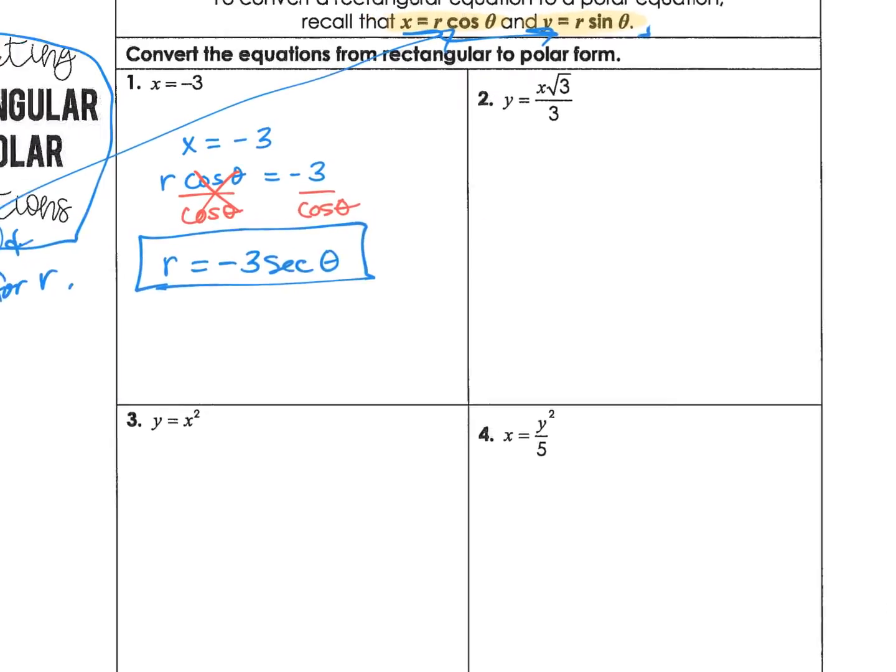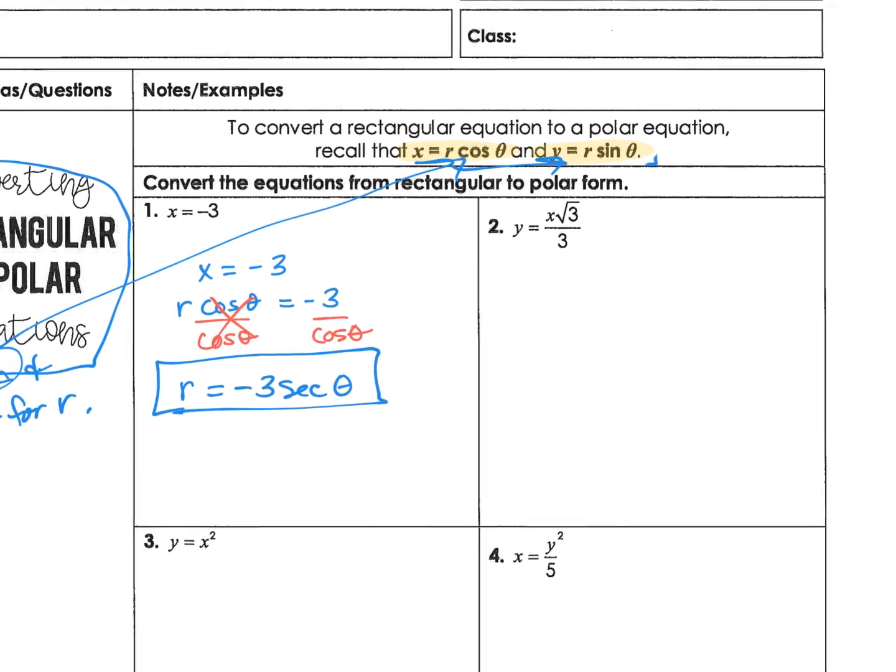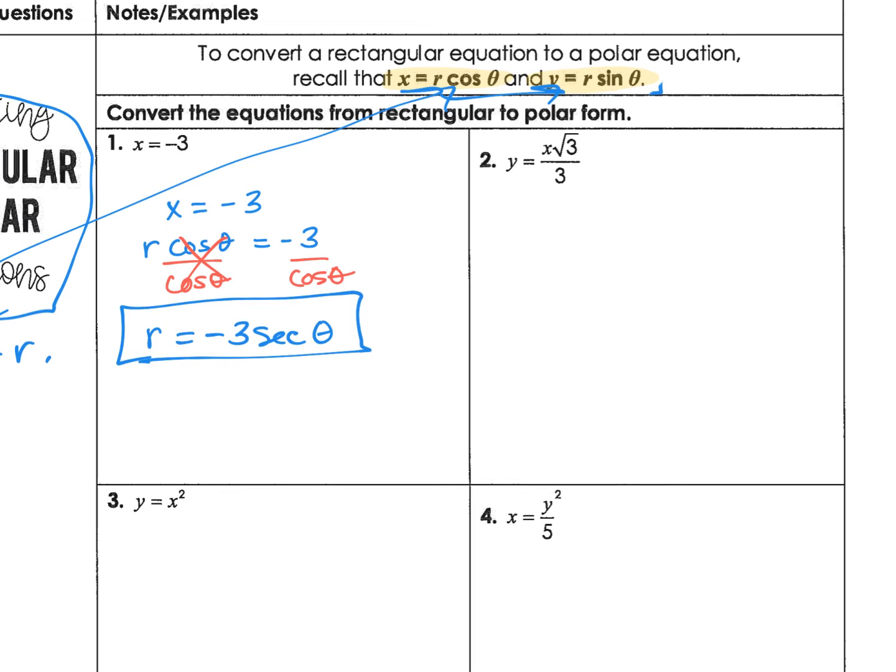All right, let's try another one that has an x and a y. What if it has an x and a y? What do we plug in for this y right here? R sine theta. And what do we plug in for x? R cosine theta times √3/3.